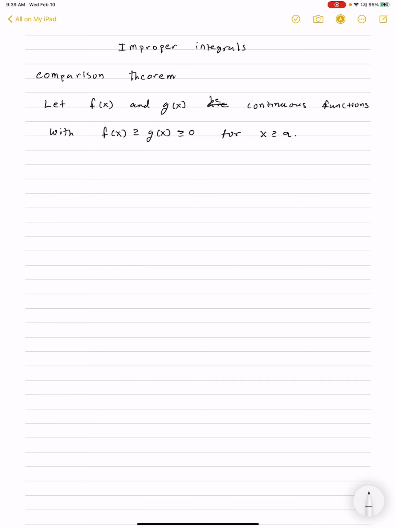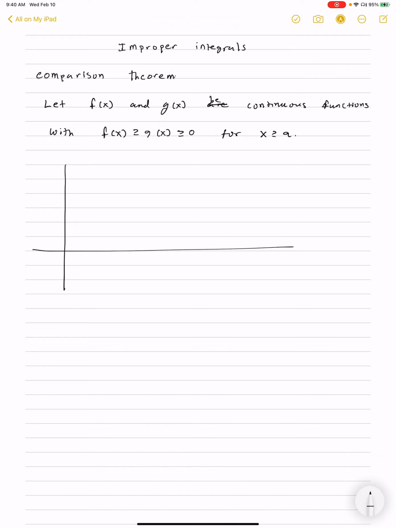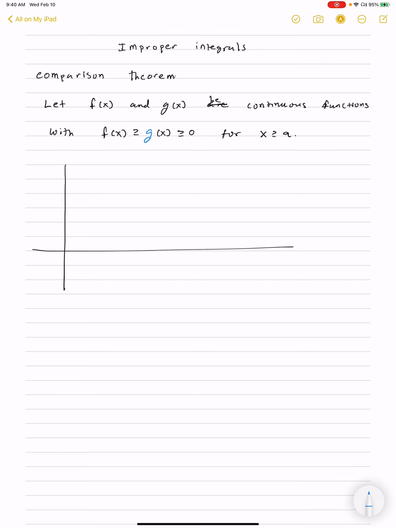Okay, so we want to think about the improper integrals here. First I'm going to draw a graph, and I'm going to color code f and g. I think that'd be a good thing to do. So here will be g of x. I'll make it in blue. Okay, so let's say g of x looks something like this, and let's say here's the value of a. So really what we're talking about is all this area.